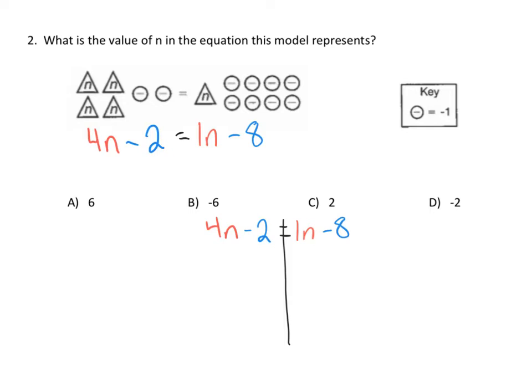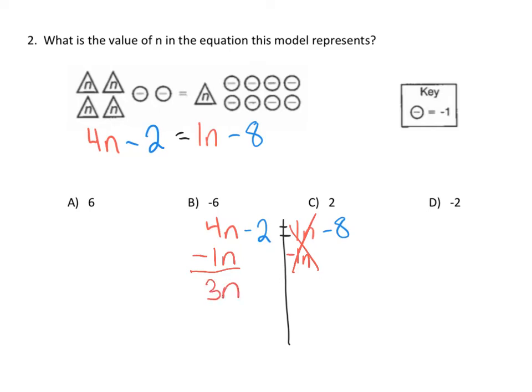So first, I'm going to start with the reds. I need to get this red over here. The way I do that is I do the opposite of 1n. The opposite of 1n is negative 1n. What I do to one side, I do to the other. So that would cancel out this. Now I'd make this 3n.